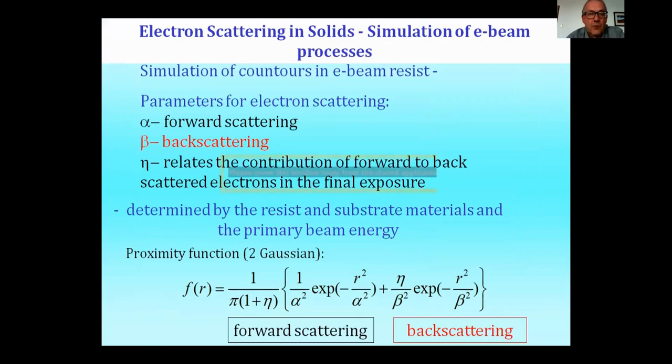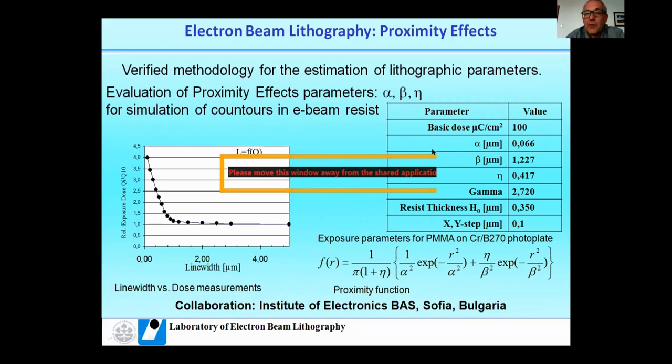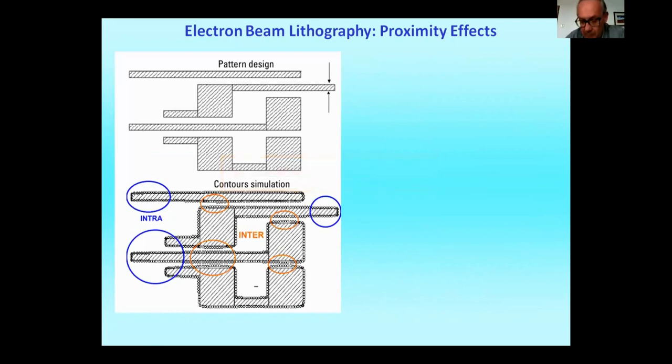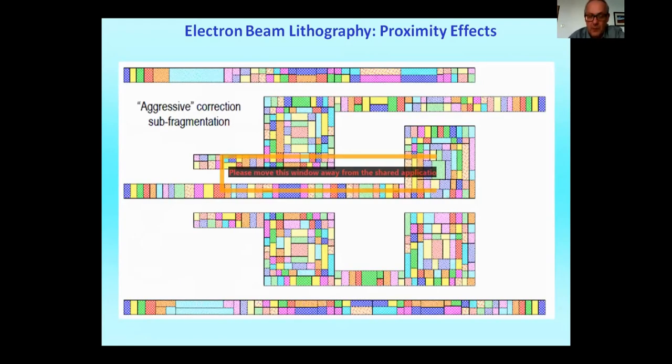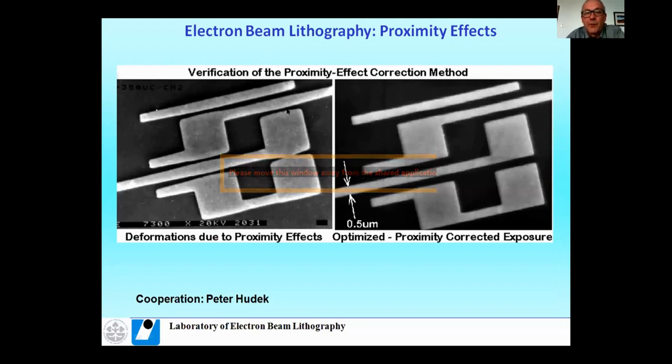These parameters are used for simulation. Two Gaussian functions are used, where one part of the function characterizes forward scattering, and the second backscattering. Then we can calculate exposure parameters and use them for simulation of final structures, and then optimize parameters of exposure. For example, there are test patterns with various shapes. Due to proximity effects, we should divide the pattern into smaller parts and calculate exposure doses for every small part. As a result, we can get the final structure. On the left is the uncorrected structure, on the right is the structure with correction of this scattering effect.